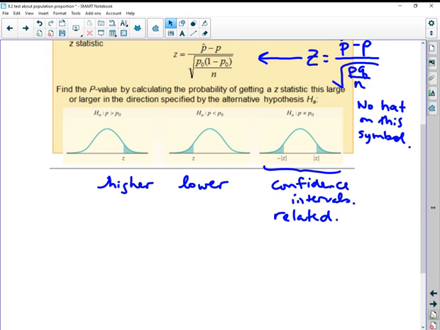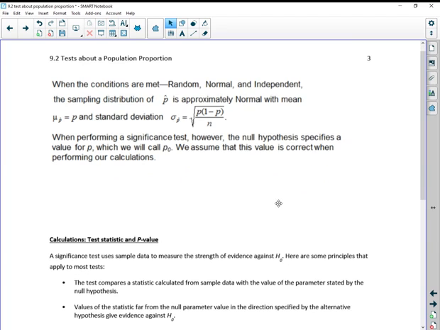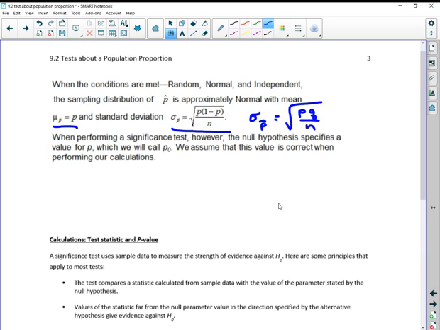Next page. Okay, so when our conditions are met, we're still checking the same conditions. We need to be random, we need to be normal, we need to be independent. Then the sampling distribution of our p-hat will be approximately normal with a mean of, and then these are off of our formula sheets. You can see them on the formula sheet. These symbols, I like to write my symbol with Q just because I like to do that. So when performing your significance test, make sure that you are looking at P, as I said.